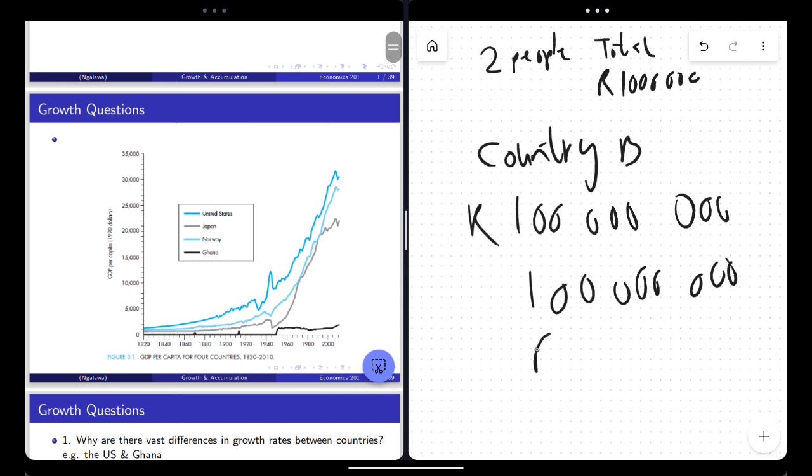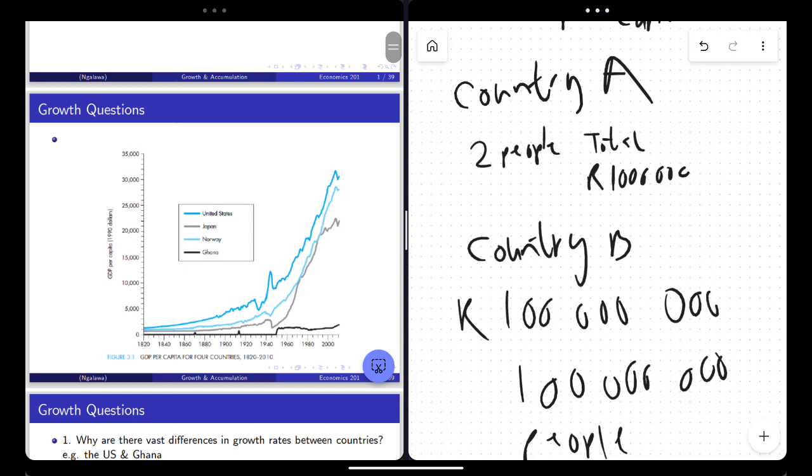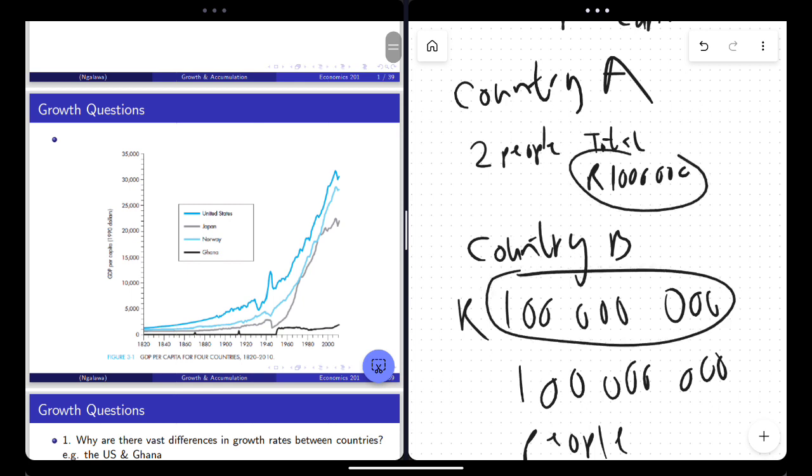100 million people. Which country is better without looking at the population? Obviously, you'll say country B, because country B is GDP only. See, this is GDP only, this GDP only. This is 100 million, this is a million. So obviously, this country B looks better, but no.